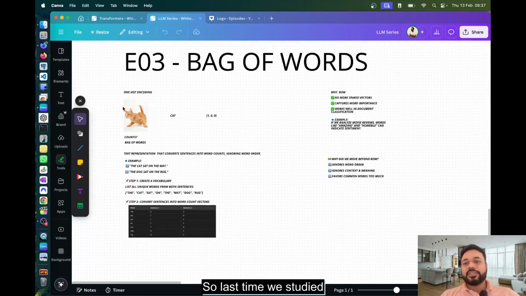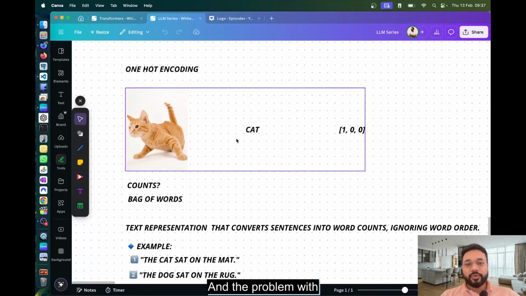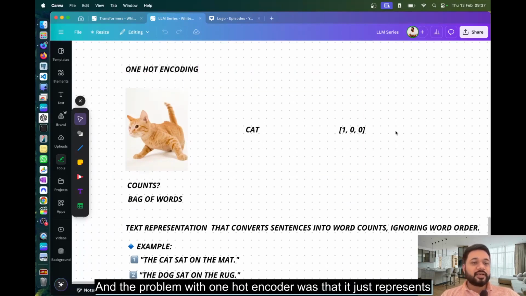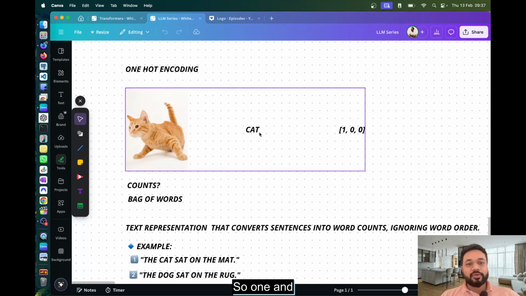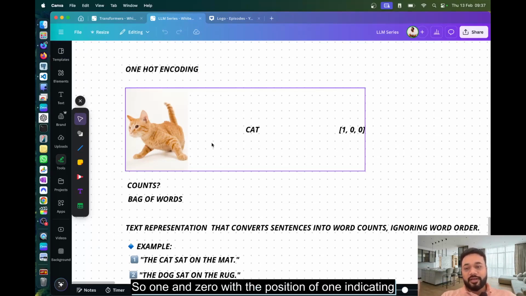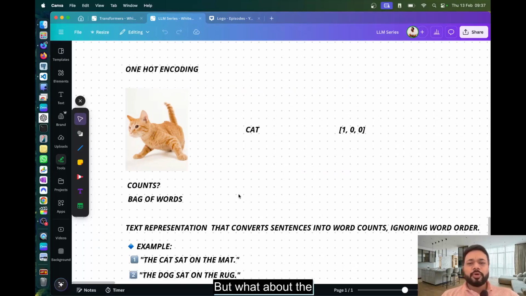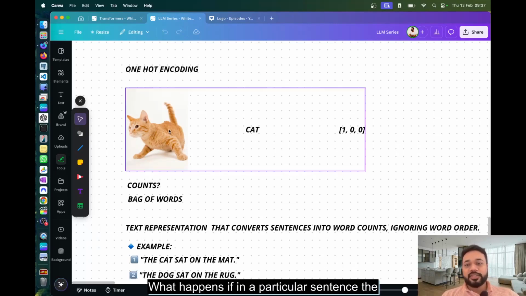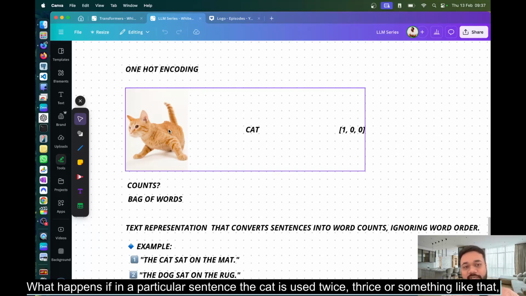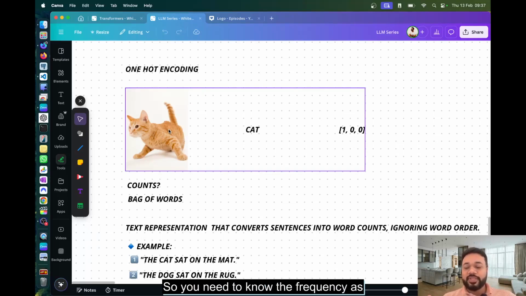So last time we studied one-hot encoding, right? And the problem with the one-hot encoder was that it just represents text as binary vectors, 1 and 0, with a position of 1 indicating each word, giving each word its own unique vector representation. But what about the counts? What happens if in a particular sentence "the cat" is used twice, thrice, or something like that? So you need to know the frequency as well.